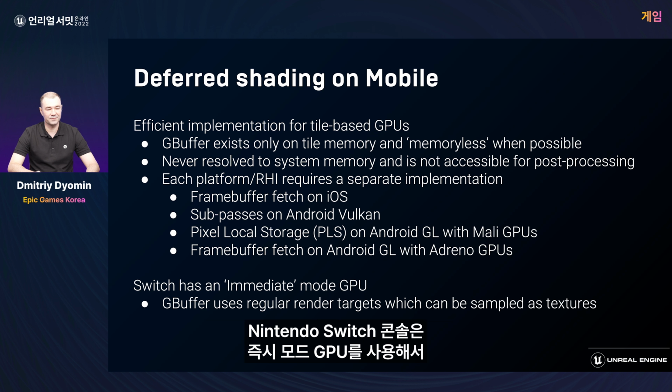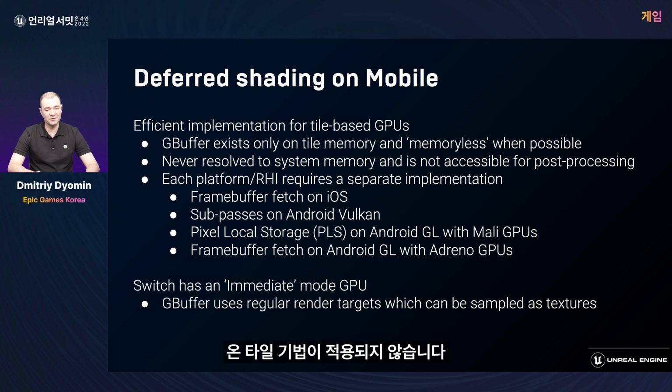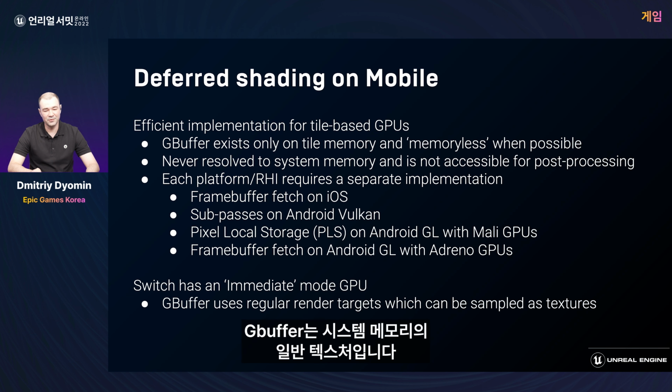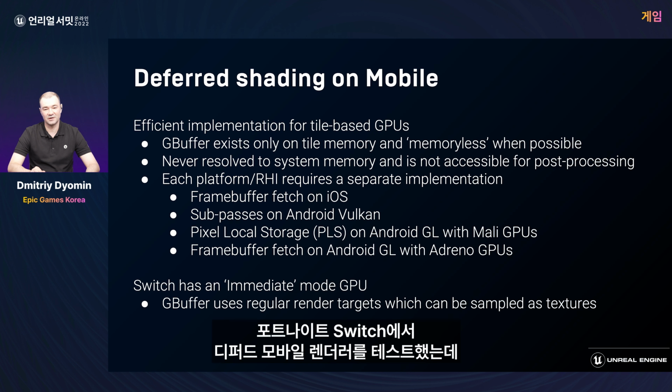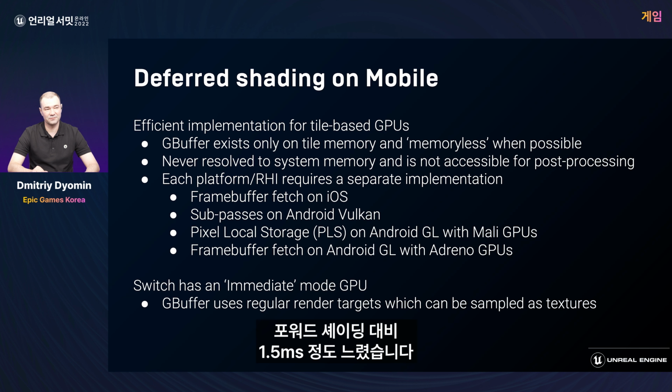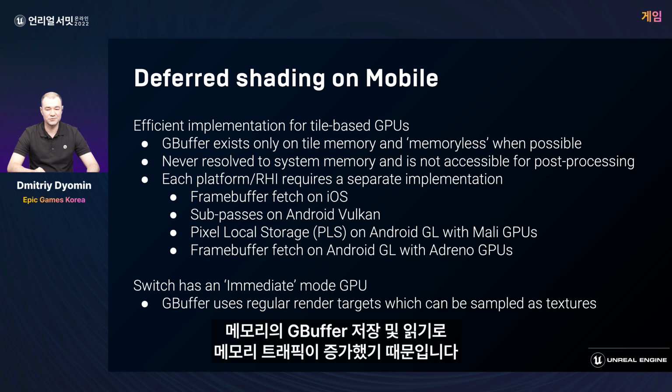Nintendo Switch consoles have an immediate mode GPU, so these on-tile techniques do not really apply to them. The gbuffer is allocated as regular textures in the system memory. Also, I should mention that we tested the third mobile renderer on Fortnite Switch, and it was about 1.5 milliseconds slower than forward, mostly because of increased memory traffic for storing and reading the gbuffer from memory.